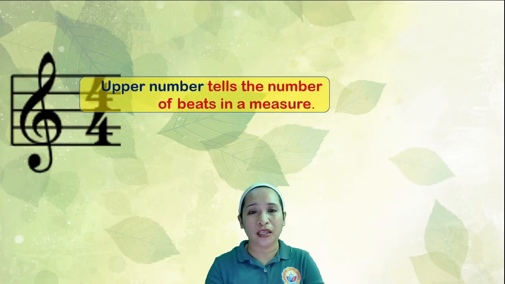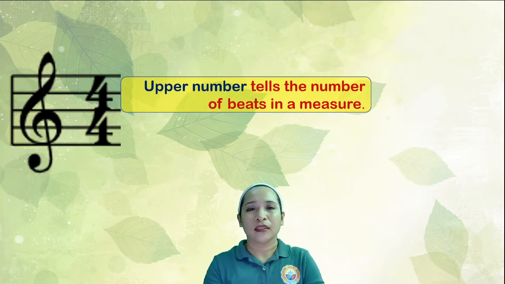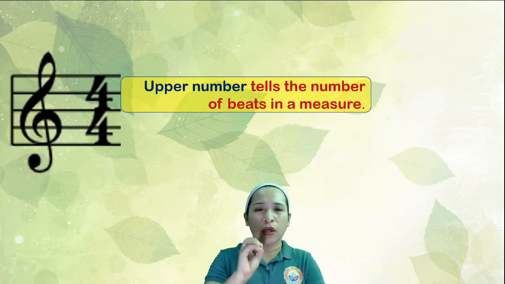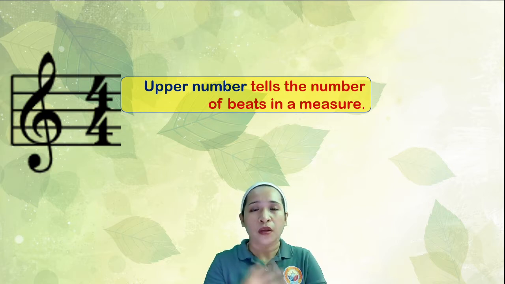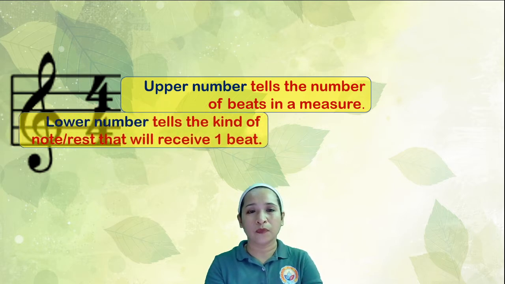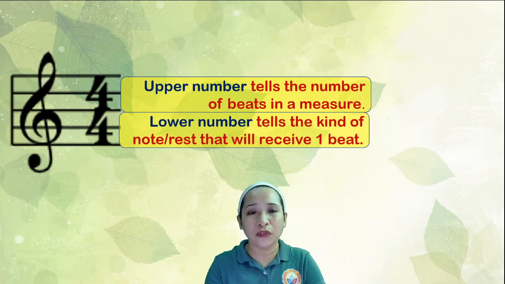So the time signature 4/4 tells us that the upper number tells us the number of beats in a measure. So meaning, since it is 4, there should be 4 beats inside a measure. And the number below tells the kind of notes or rests that will receive 1 beat.